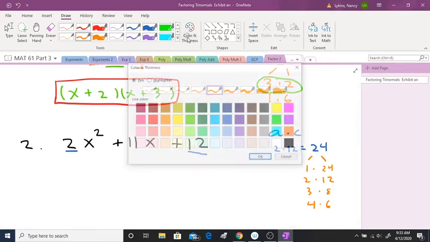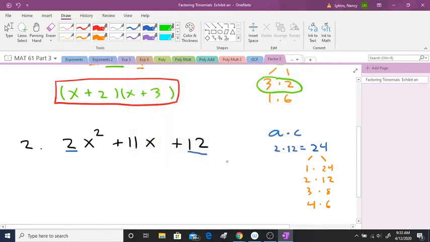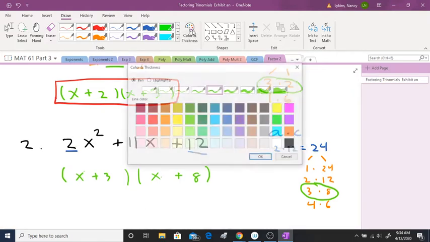Now, since my 12 is positive, and my middle is positive right here, plus 11x, I need to find out which of these factors can add up to give me this positive 11. 3 and 8. So I'm going to start off saying x plus 3, x plus 8. Now, notice if I FOIL this to try to check it, x times x is x squared. Well, I need a 2 here. So this is my next step.